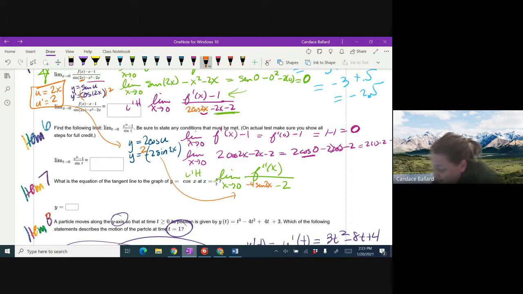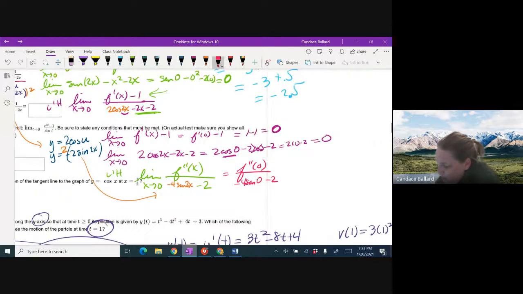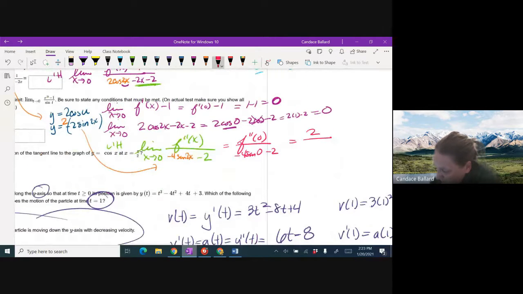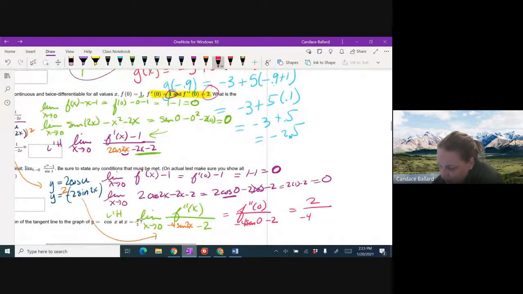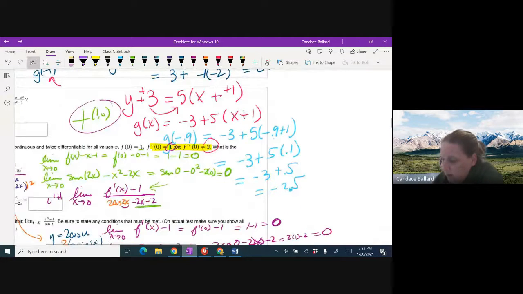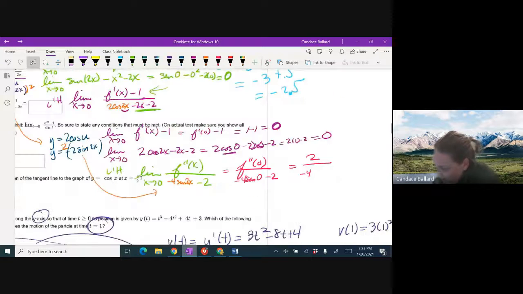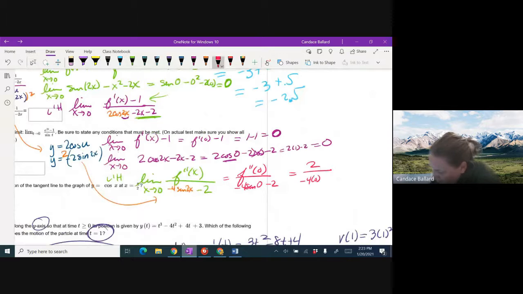All right, let's plug in our 0 now. So f double prime of 0 over negative 4 times sine of 0 minus 2. f double prime of 0, according to this, was 2. Okay, negative 4 sine of 0. I go back here, 0, right? So that makes this 0 minus 2. So it looks like I've got 2 over negative 2, which is negative 1.